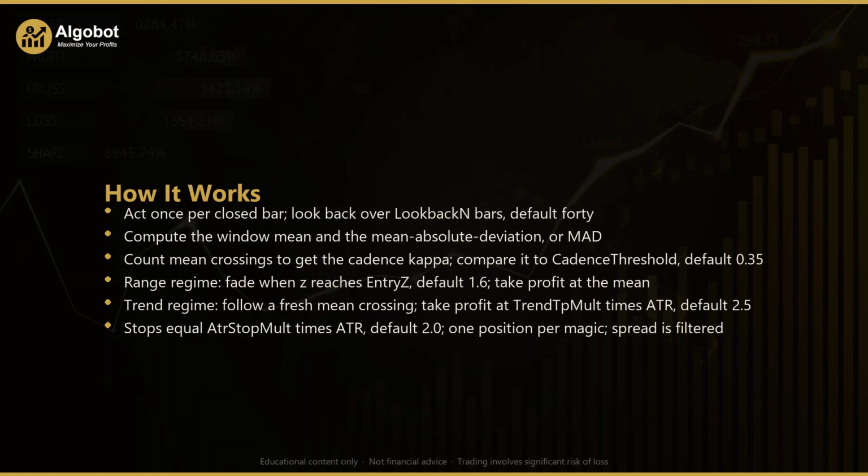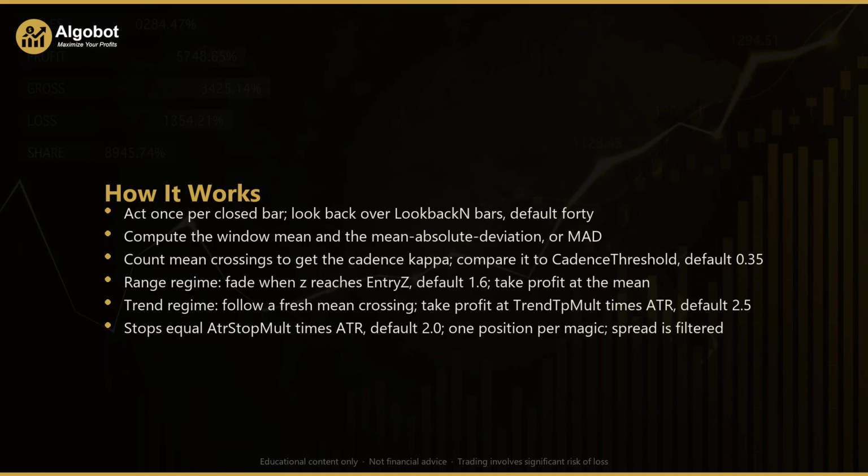In the mean-reverting regime, the strategy measures how far the latest close sits from the mean, expressed in MAD units. This value is called Z. If Z rises to or above the EntryZ parameter, which defaults to 1.6, price is stretched above its mean, and the strategy signals a sell, with the take profit placed back at the mean itself, acting as a magnet. If Z falls to or below the negative of EntryZ, price is stretched below its mean, and the strategy signals a buy, again targeting the mean.